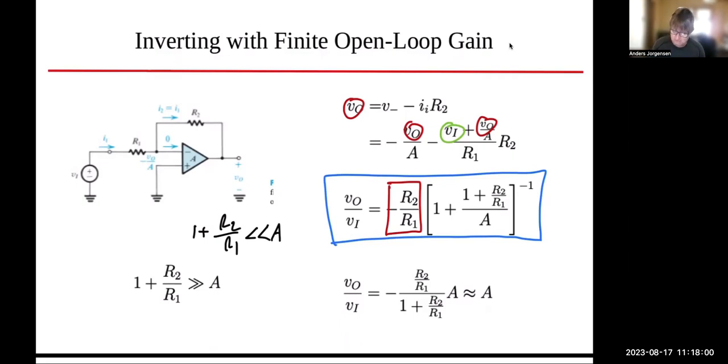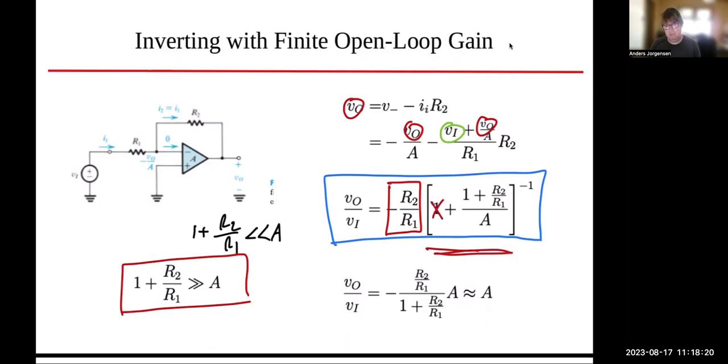But what happens when 1 plus R2 over R1 is much greater than A? Well, in that case, if 1 plus R2 over R1 is much greater than A, then in the square bracket here, we end up eliminating that 1. And then the equation transforms into this equation here, where it's minus R2 over R1 divided by 1 plus R2 over R1 multiplied by A.